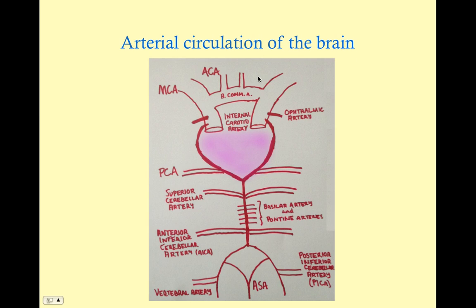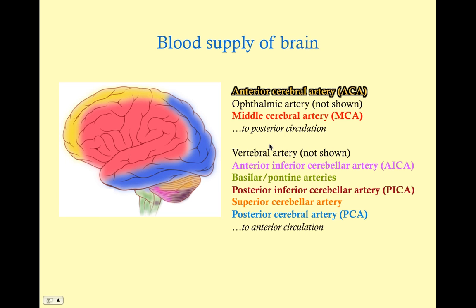Okay, so this is just looking back on the arterial circulation of the brain. Okay, so I want to give you one more look at the blood supply of the brain, not to belabor this too much, but I do think it's important to know. So your anterior cerebral artery is primarily taking care of your frontal lobe and the midline of the brain. Your middle cerebral artery is primarily taking care of the superior portion of the temporal lobe, the rest of the frontal lobe that your ACA is not taking care of, and your parietal lobe.